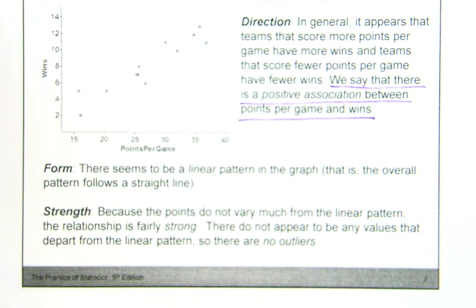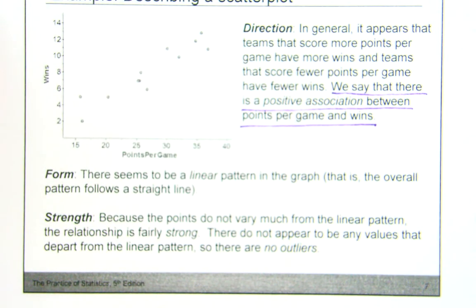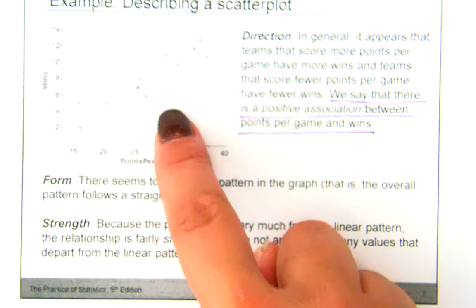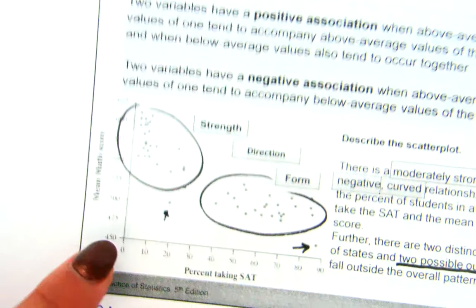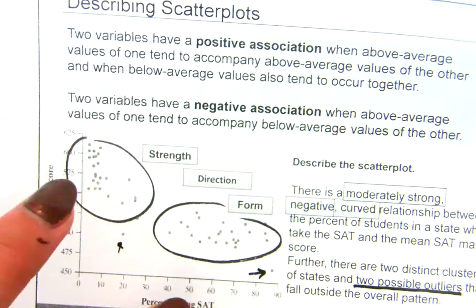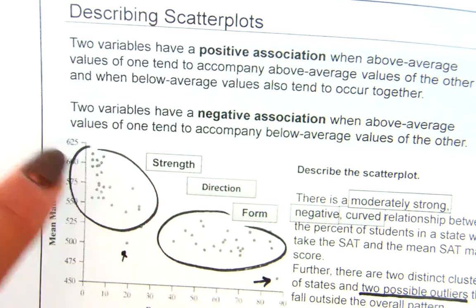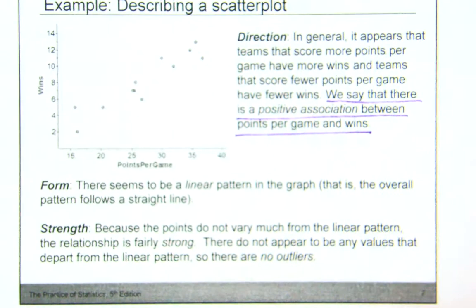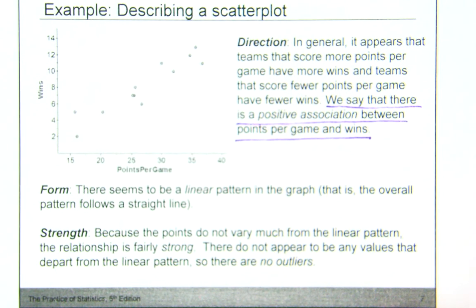Because the points do not vary much from the linear pattern, the relationship is fairly strong. So this is a fairly strong relationship. This was a moderately strong relationship. It was a little bit more spread out than this one is. And then there do not appear to be any values that depart from the linear pattern, so there are no outliers. All right. That's direction, form, and strength. Now, that is describing the scatter plot.